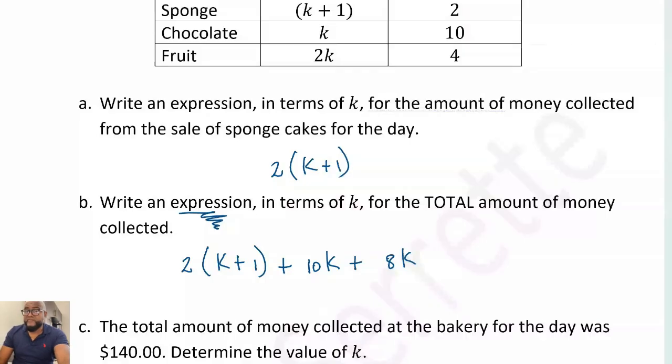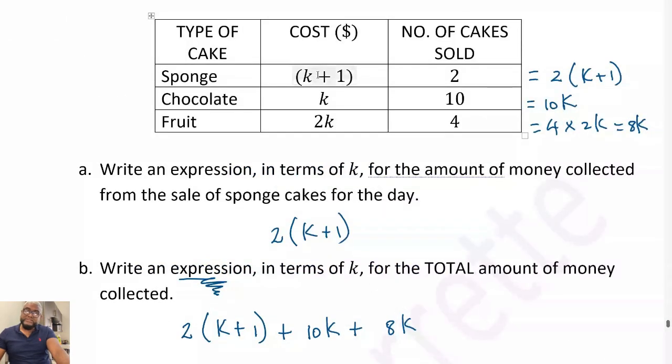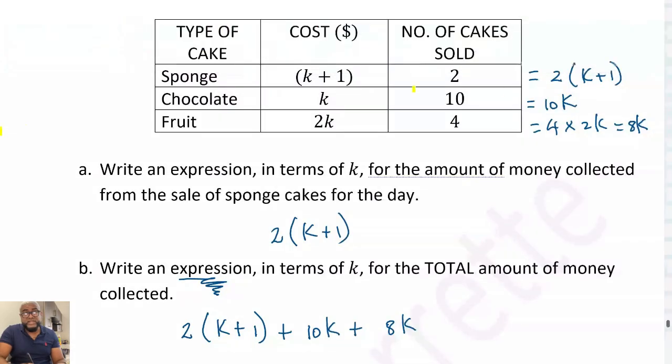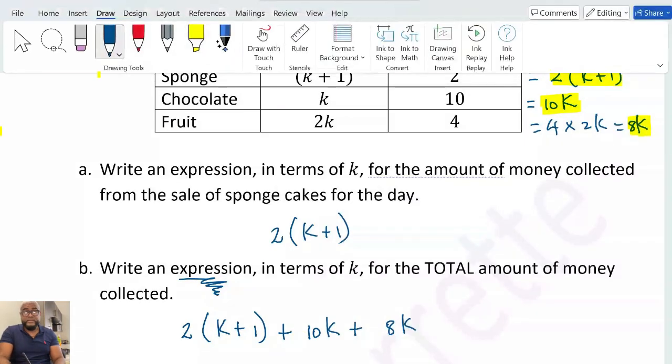I find some people looking confused. Right, so let's go back through it. Right? 2 multiplied by k plus 1, let's put the 2 in front, okay, so it's 2 multiplied by k plus 1. Then k by 10 could be written as 10k. 2k multiplied by 4 would be written as 8k. So to get that expression, I'm basically adding up all these total values here. This is the total for sponge cake. This is the total for chocolate cake. This is the total for fruit cake. That is what I added underneath here. Is everyone clear?